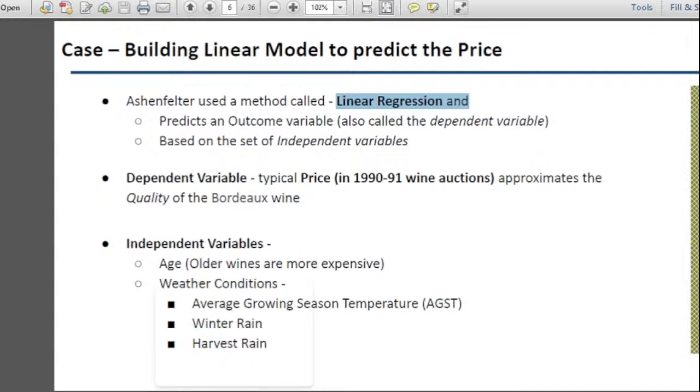Why linear regression? Because my dependent variable is price, which is a continuous variable, right? This is a very important point. I'm again repeating, we can use regression only when the dependent variable is a continuous variable.